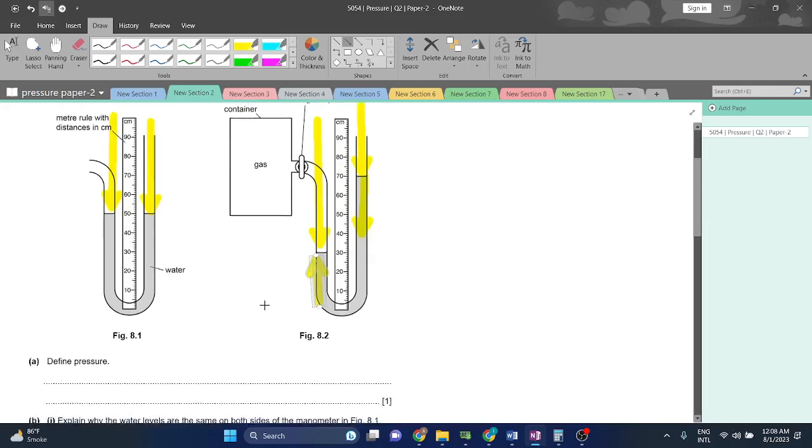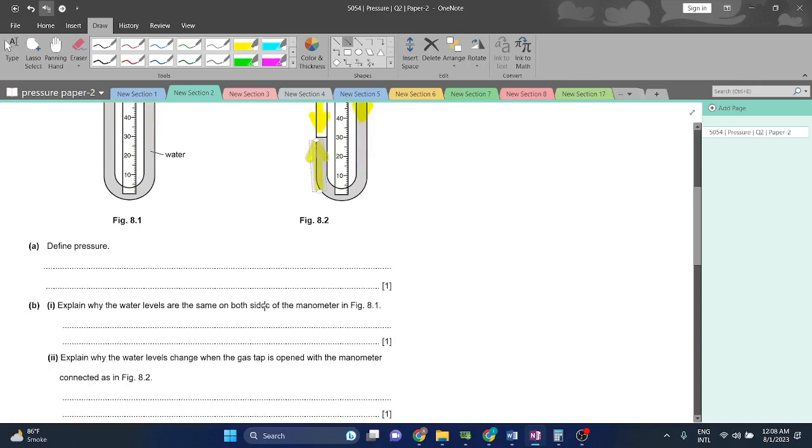Define pressure. Pressure is force divided by area. Very simple. Pressure is equal to force divided by area. Very easy.